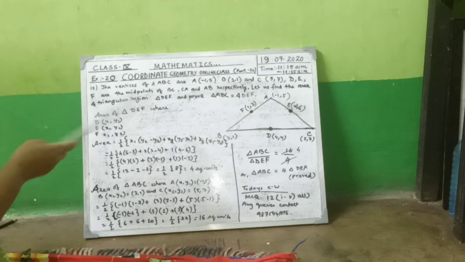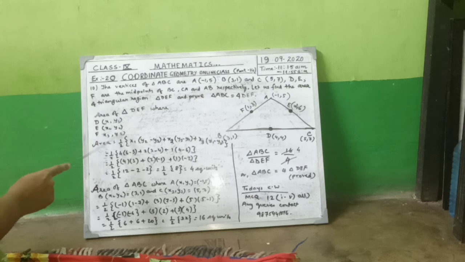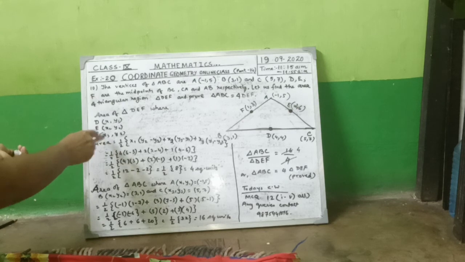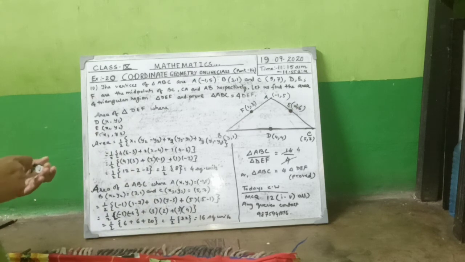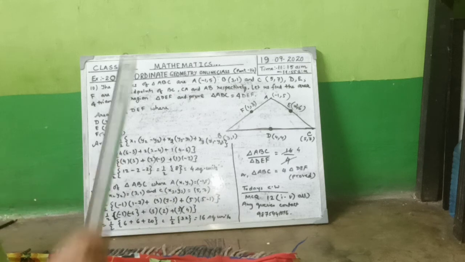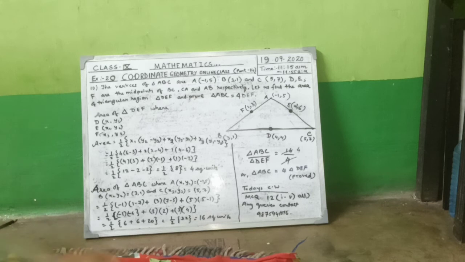Now we will prove the triangular region of area DEF, where D is equal to x1, y1, E is equal to x2, y2, and F is equal to x3, y3. Now you know the values of D, E, and F. What is D? D is 4, 4. What is E? 2, 6. And what is F? 1, 3. Now we will just put the values, and you know what the area is. By this time, at the end of the chapter, you should know the formulas by heart.